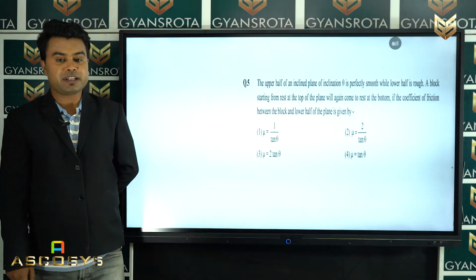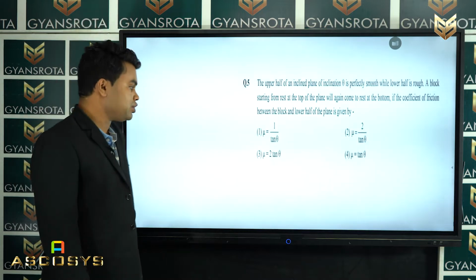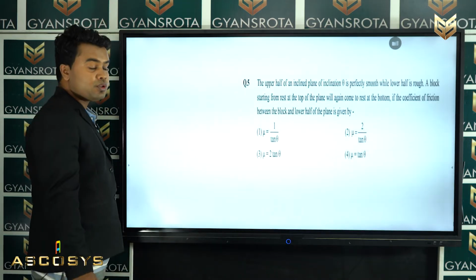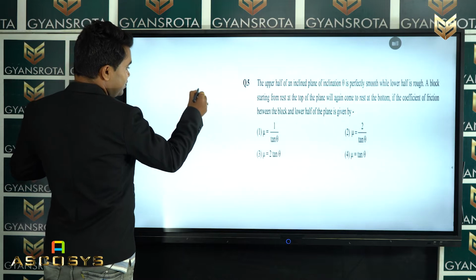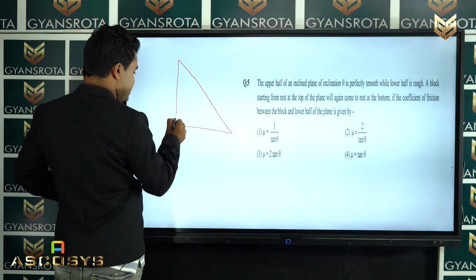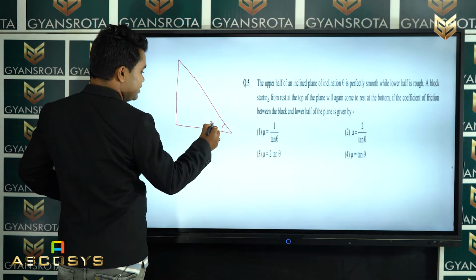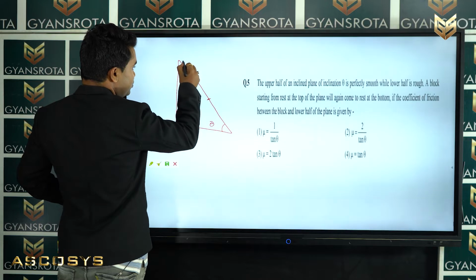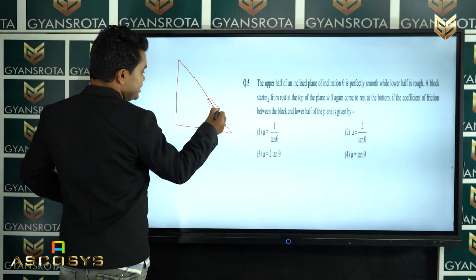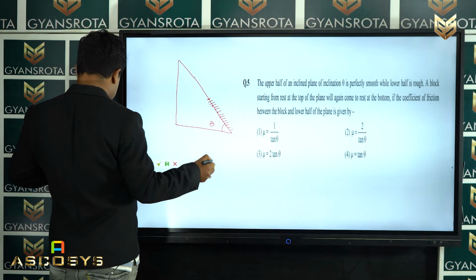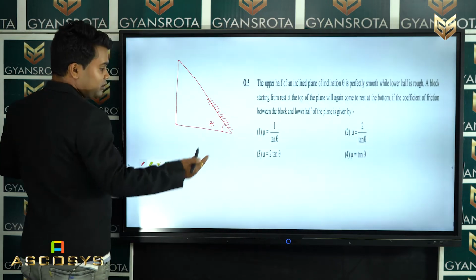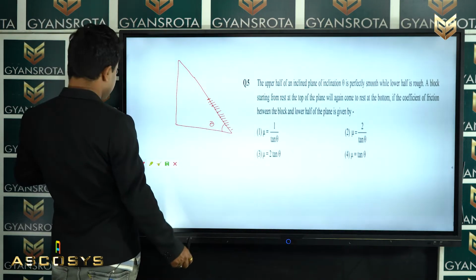So you need to calculate the coefficient of friction. How are you going to do this one? This is from the chapter laws of motion. So the process goes in that way. A block is kept at an angle theta. The first part of this one is smooth, suppose, and the next one is rough. So now you need to calculate what? Mu, that is your coefficient of friction.